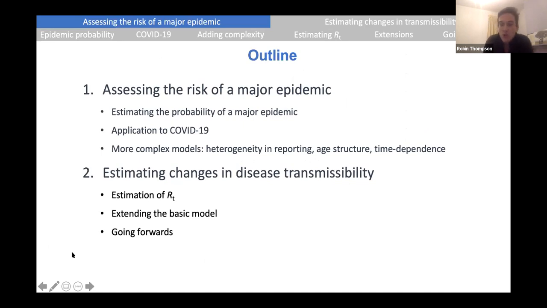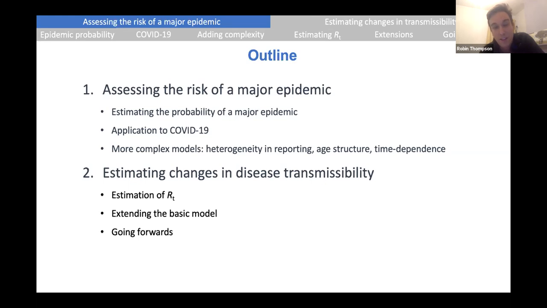I'm going to focus on essentially the first two stages of an epidemic in this talk. For the first half of the talk, I'm going to talk about assessing the risk of a major epidemic, specifically whether we can predict if initial cases are going to develop into a major epidemic with large numbers of cases, or are instead going to fade out as a minor outbreak. I'll talk about an application to COVID-19 that I did back in January. We knew there were cases in China at the end of January, but the question was, can we predict how likely it is that we see a major epidemic in other countries around the world? And I'll talk about how the underlying idea can be extended to more complex models.